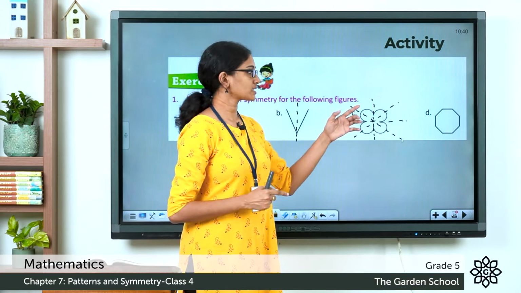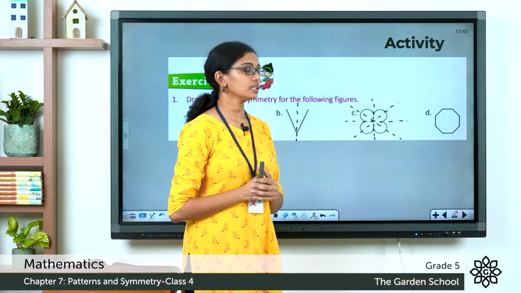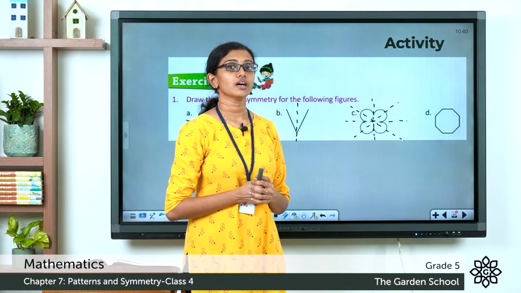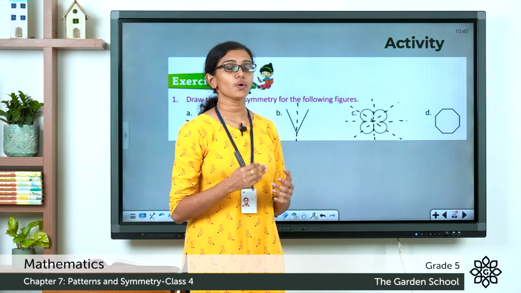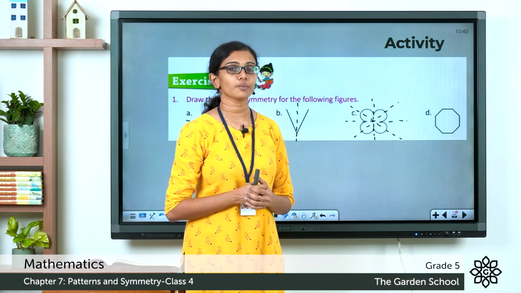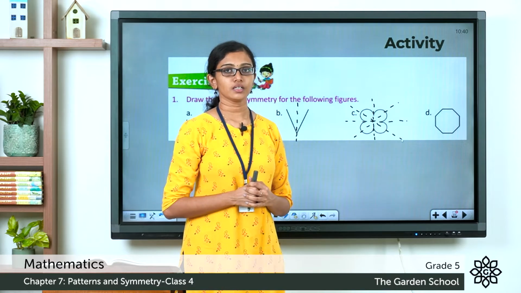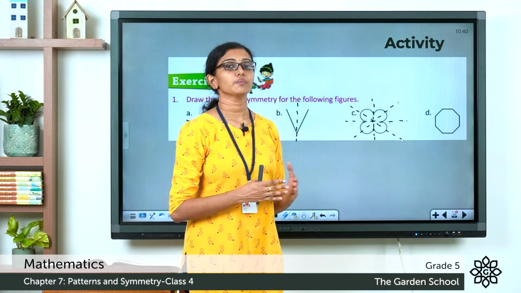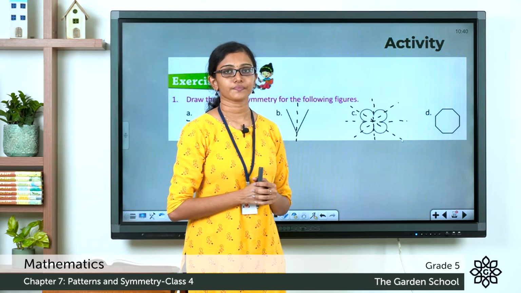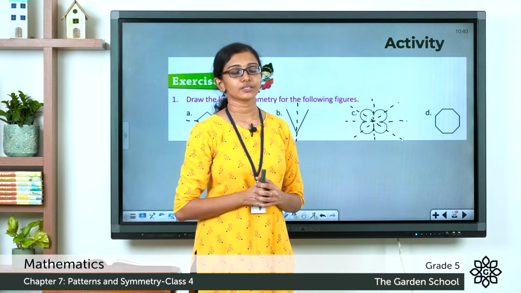So, the last question, question D, there you have an octagon given there. So, for an octagon, how many lines of symmetry are possible? See, for a square, we got how many lines of symmetry? We got four lines of symmetry. Now, for an octagon, can you predict how many lines of symmetry will be there? See, for regular polygons in general, the number of lines of symmetry will be equal to n, where n is the number of sides of the regular polygon. Clear? So, for this octagon, you can draw 8 lines of symmetry.